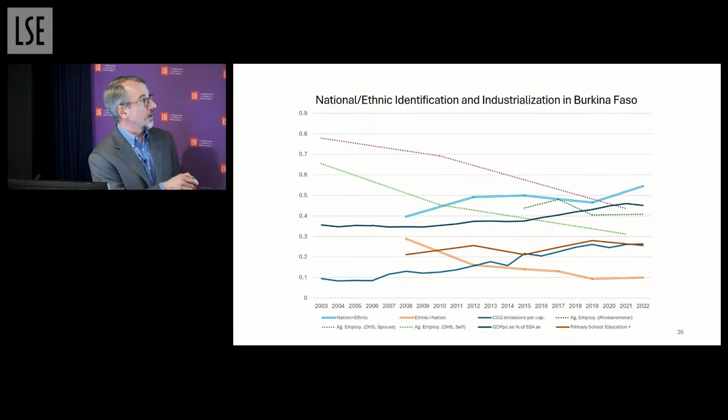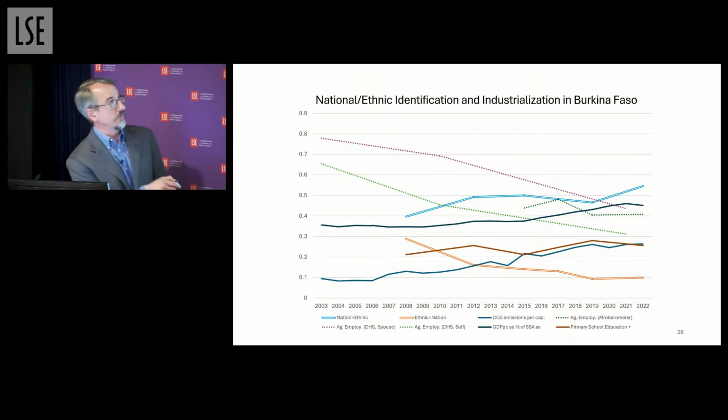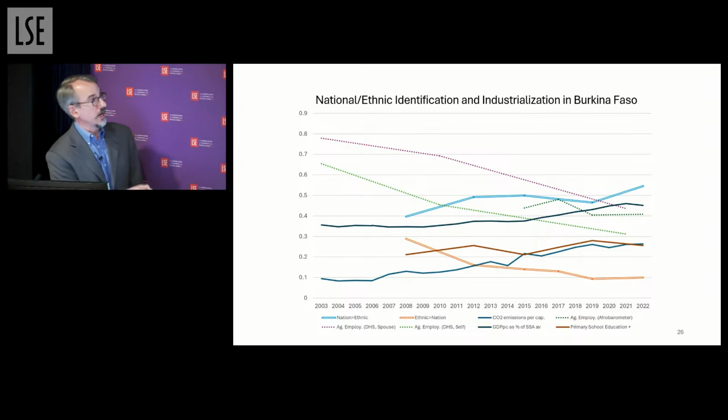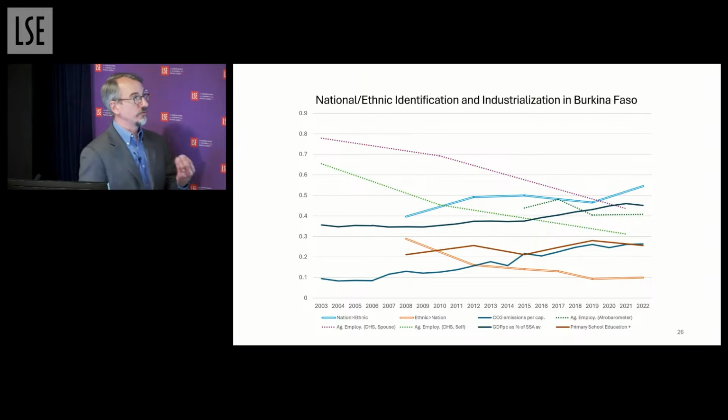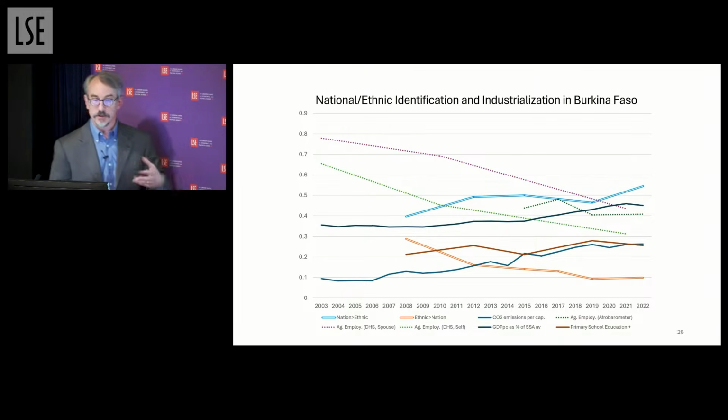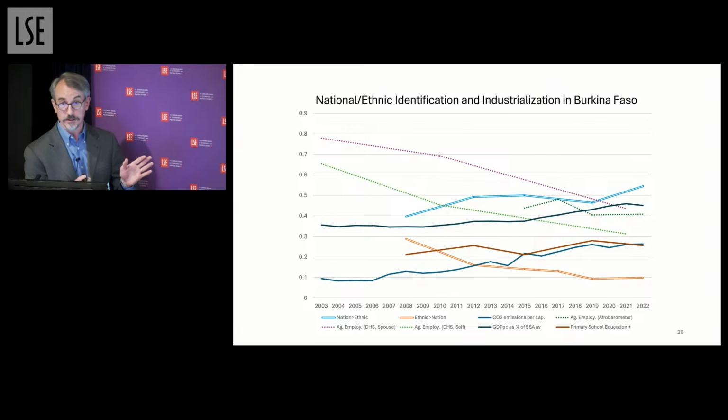This is for women, this is for men. This is not from the Afrobarometer. This is declining levels of agricultural employment, the proportion of people working in agriculture. Here is data from the Afrobarometer, also declining. So this seems to be suggestive evidence that we're seeing increased industrialization, and declining employment in agriculture is associated, in this case, with increased national identity.